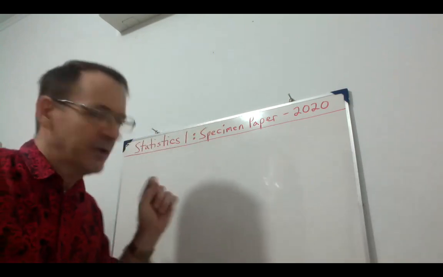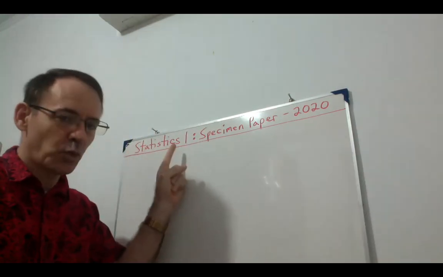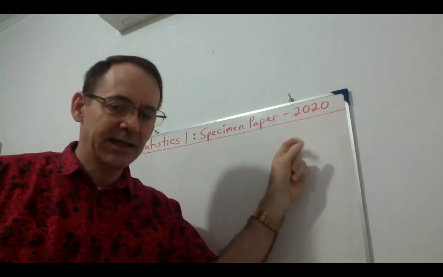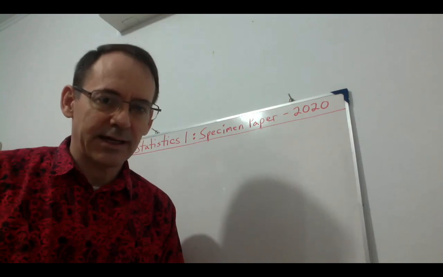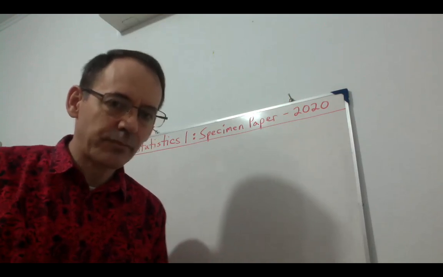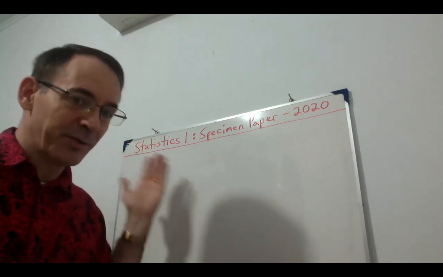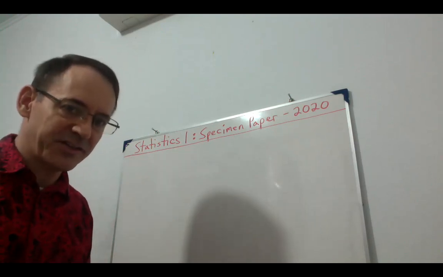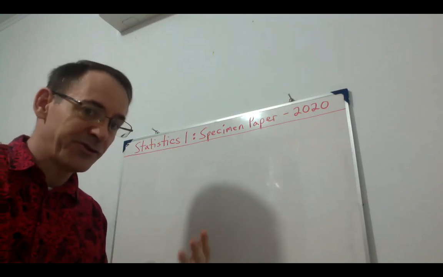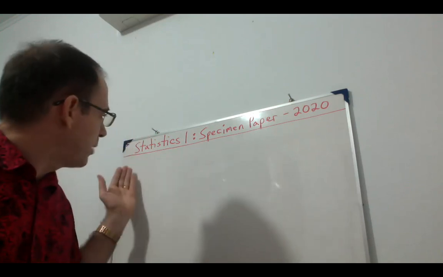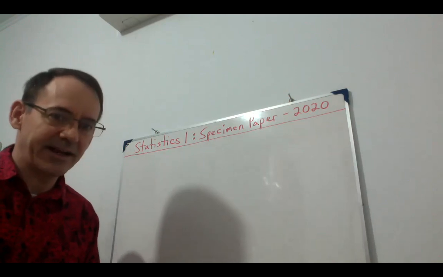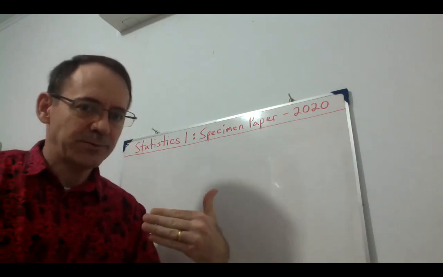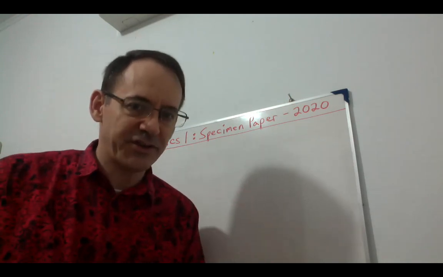Today we'd like to cover the Statistics 1 specimen paper for 2020. So remember, the Cambridge A-level is actually called Probability and Statistics 1. I just shorten it to Statistics 1. Sometimes it's referred to as the S1, but it's the Probability and Statistics 1 exam. And remember that 2020 enters into a new syllabus cycle.